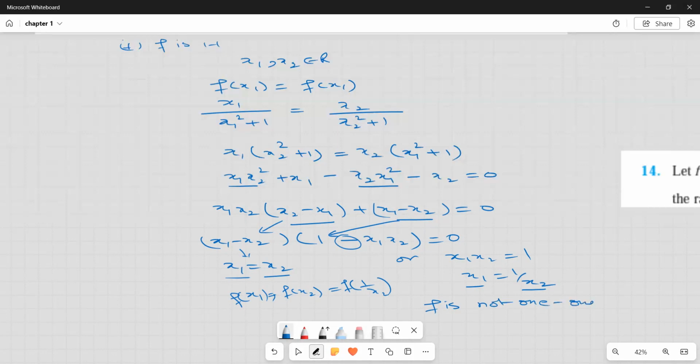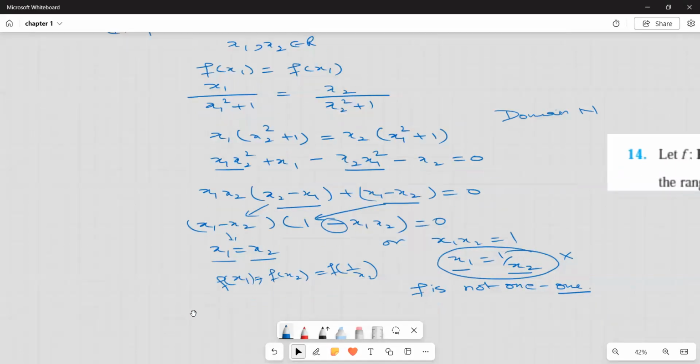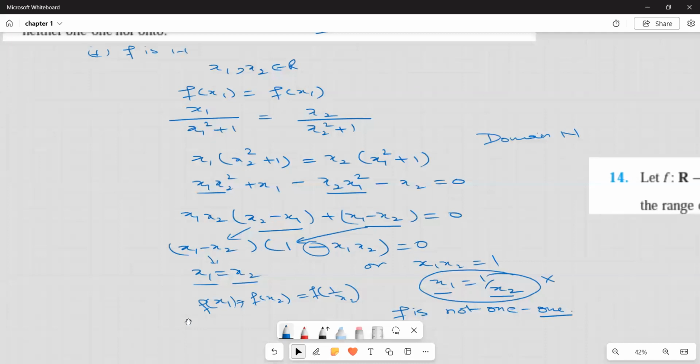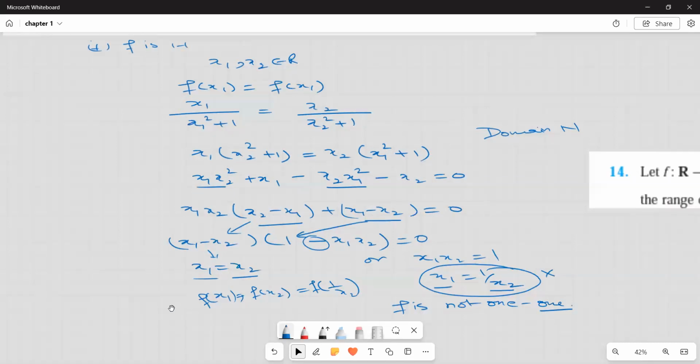Not 1-1. So if they ask you, how can we make it 1-1? What will you have to do? Remove one option. So either change the domain to N. If the domain is N, then it is 1-1. Clear? Because if it is R positive or something, it will remain not 1-1.